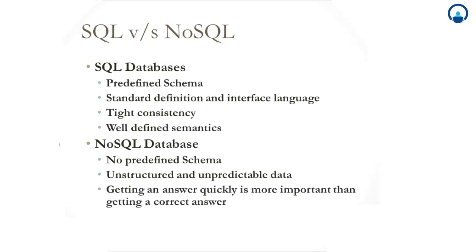Also, this data can sometimes be unpredictable because consistency is not NoSQL's forte. SQL databases have very tight consistency and the language has well-defined semantics. NoSQL is used when getting an answer quickly is more important than always getting a correct answer. Also, NoSQL uses the CAP theorem and focuses more on high performance, high availability and scalability. SQL looks for higher consistency in the data.